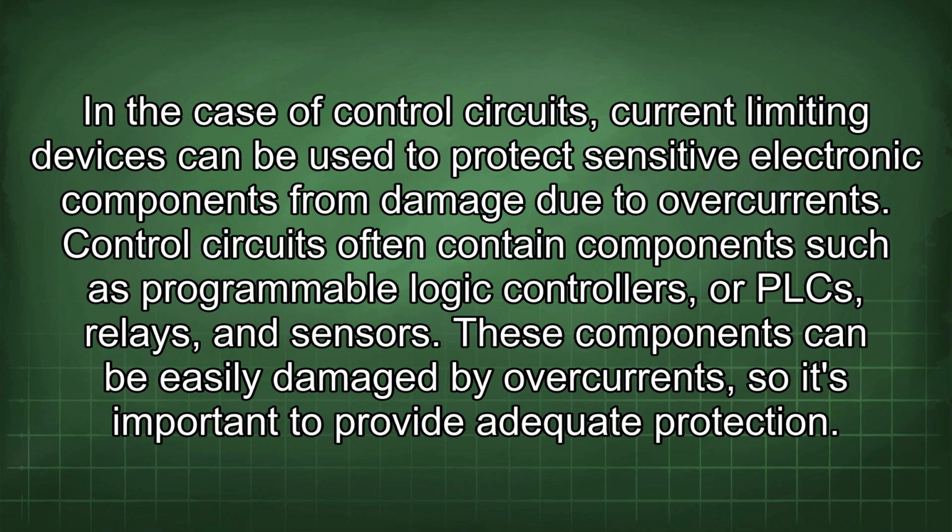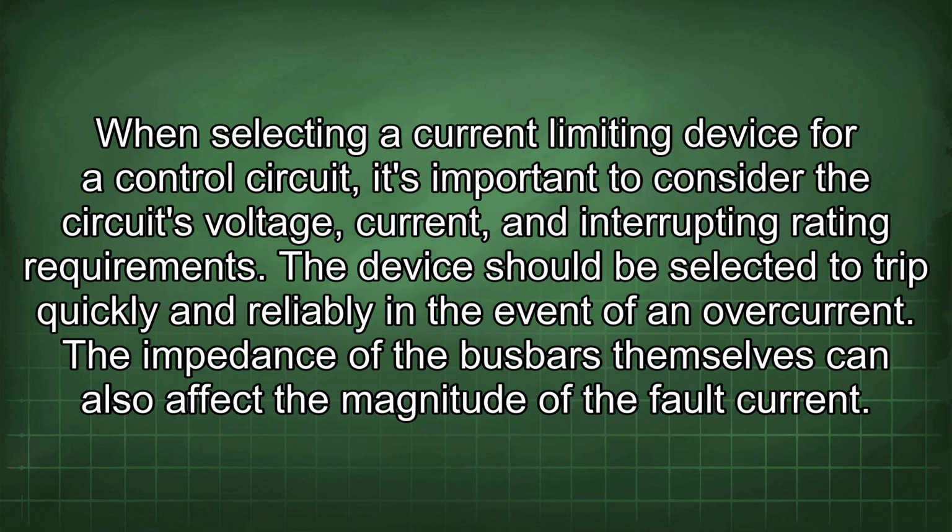In the case of control circuits, current-limiting devices can be used to protect sensitive electronic components from damage due to overcurrents. Control circuits often contain components such as programmable logic controllers, or PLCs, relays, and sensors. These components can be easily damaged by overcurrents, so it's important to provide adequate protection. When selecting a current-limiting device for a control circuit, it's important to consider the circuit's voltage, current, and interrupting rating requirements. The device should be selected to trip quickly and reliably in the event of an overcurrent.